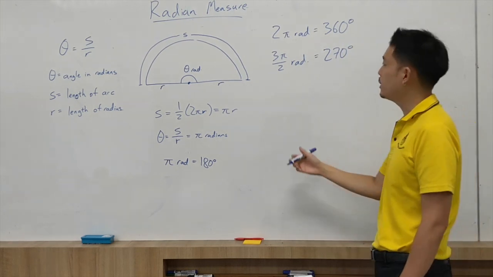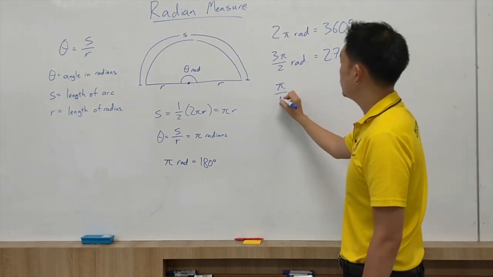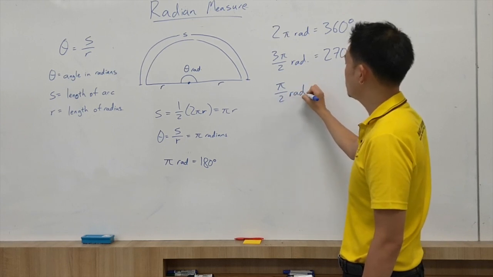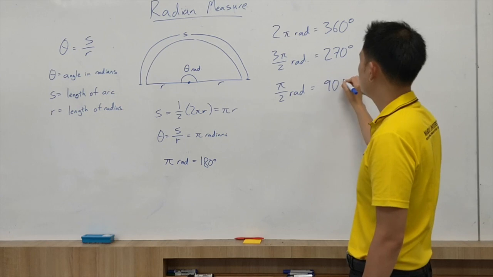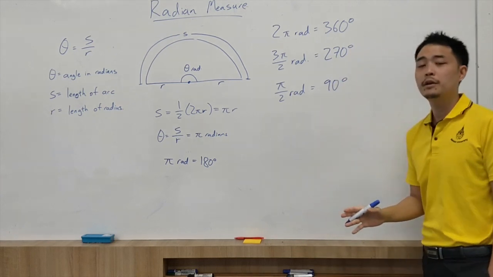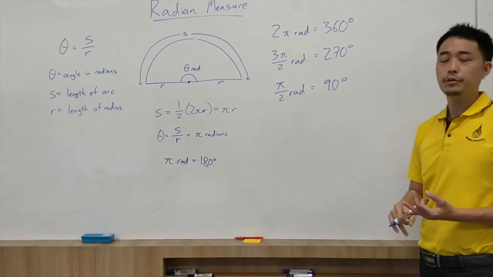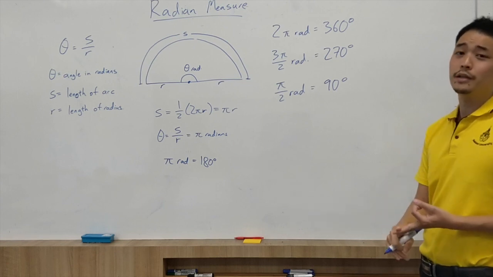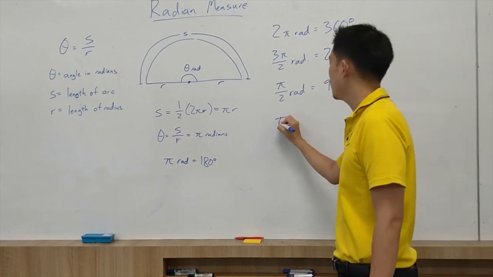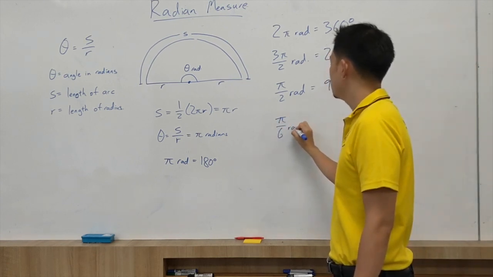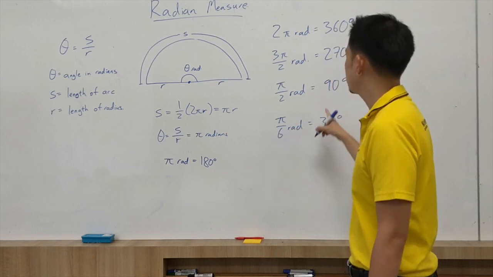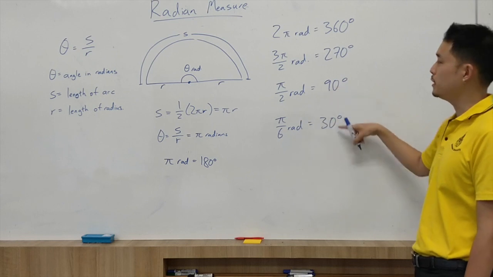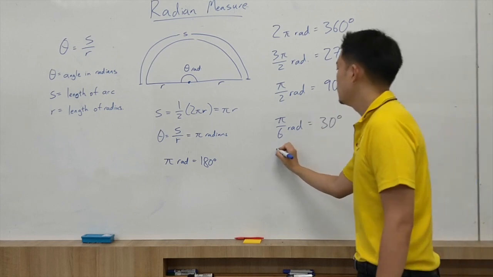And we can work our way through and figure out all of our common angles. Pi over 2 is going to be half of this. That's going to be our 90 degrees. And even our common 30 degree angle, 45 degree angle, and 60 degree angle. So we've got pi over 6 radians is 30 degrees. That's this one divided by 3, this one divided by 3.